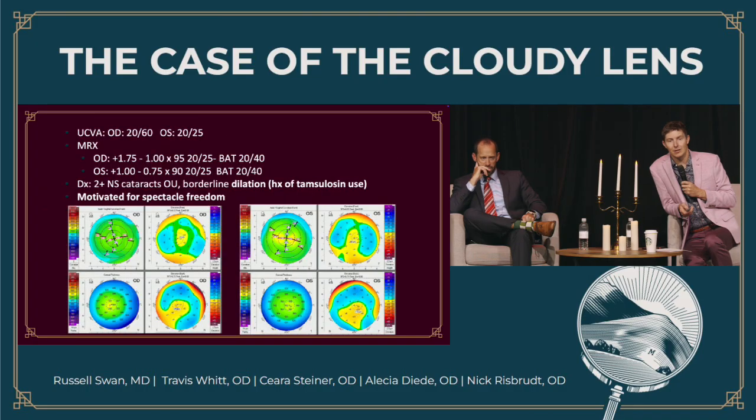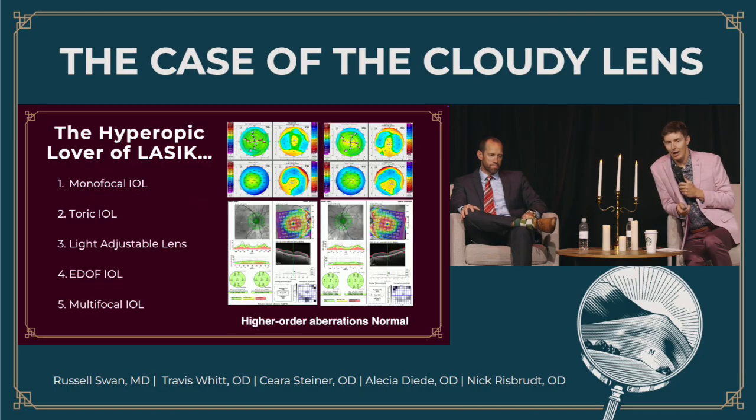This is the patient's uncorrected distance visual acuity, 20/60 and 20/25. He has some hyperopic astigmatism and does refract to about 20/25. History of tamsulosin use with borderline to poor dilation, around the 6 millimeter zone, and he is motivated for some degree of spectacle freedom if able. So these are our choices.